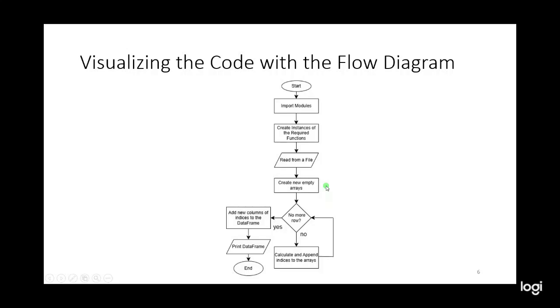New empty arrays are initialized for use in the process. Those three arrays start with results underscore. The code then proceeds with a for loop, repeating the task of calculation and appending indices to the arrays. Once the loop completes, new columns are added to the data frame, and the final data frame is printed.